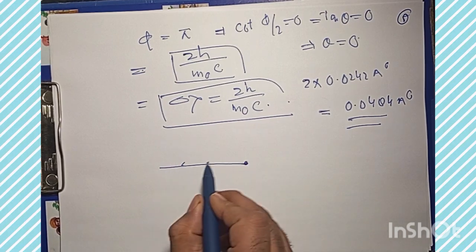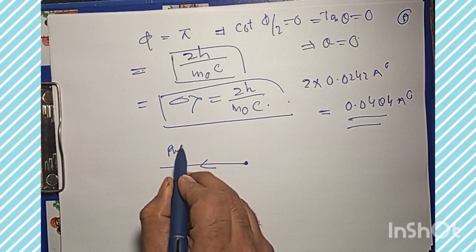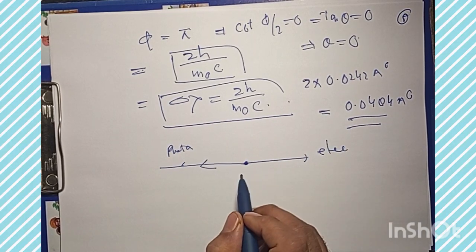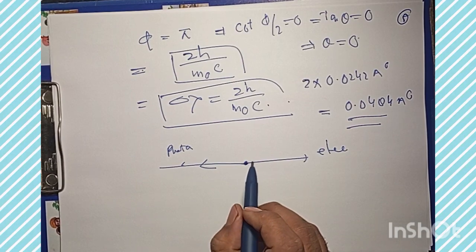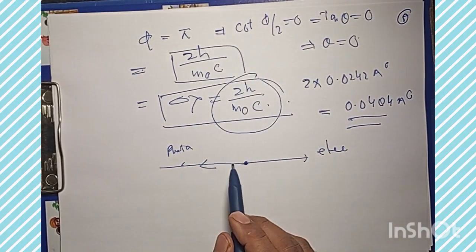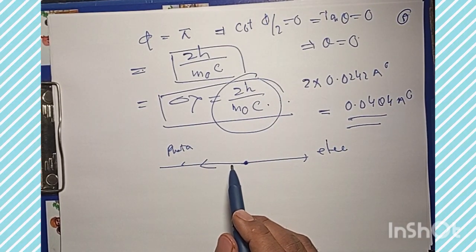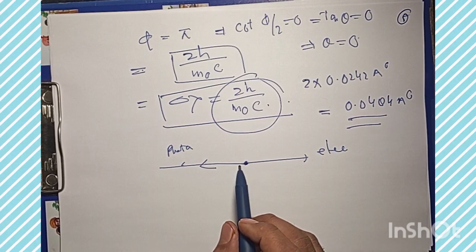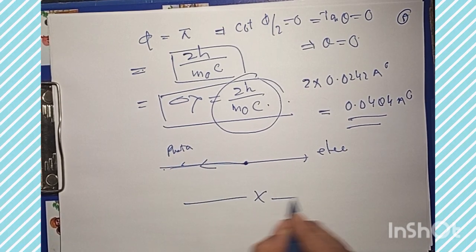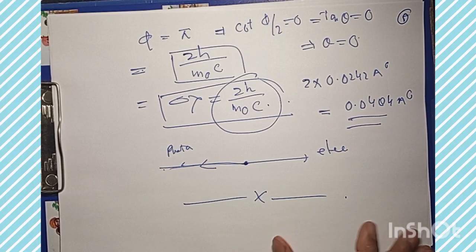So this is the photon coming back, and this is the electron moving along the direction of the incident photon. Thus, the maximum change in the wavelength takes place. So this is the maximum change that can take place when the photon gets scattered in the direction of incidence. All right, so I'll stop here and we'll discuss some other parameters in the next video that are linked with the Compton effect.